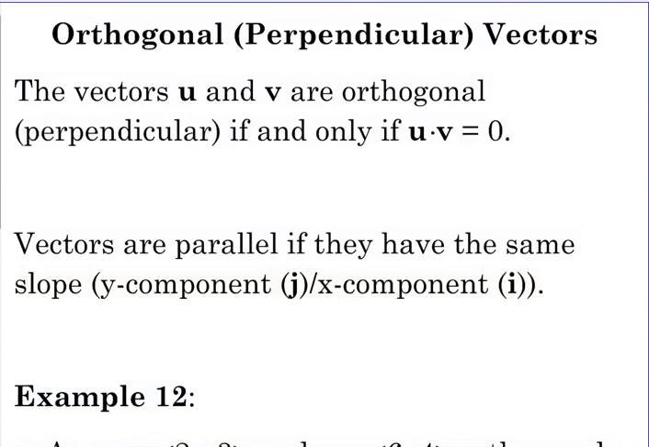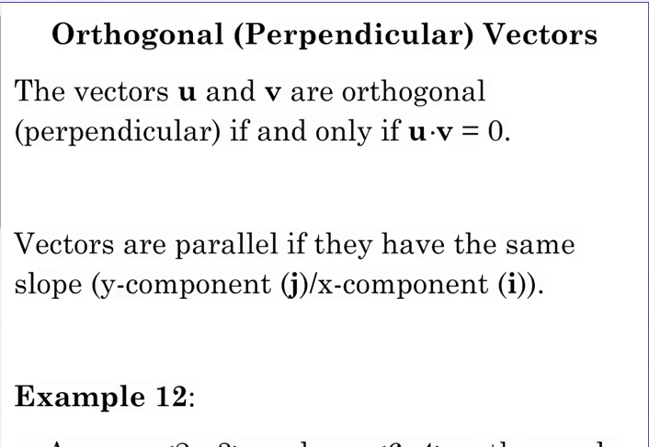So let's talk about something. We've got one more new vocabulary word here. We've talked about the dot product, that's new and exclusive to vectors. Let's talk about what we call orthogonal vectors. Orthogonal is just the vector application version of perpendicular. It means the same thing.